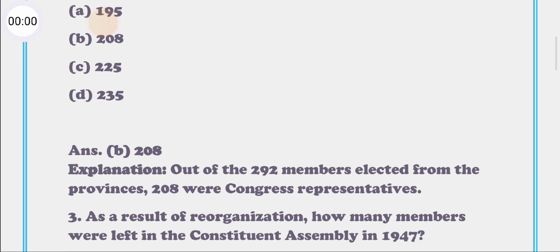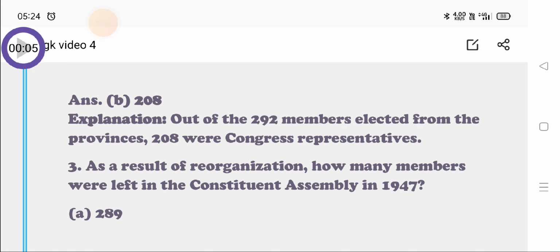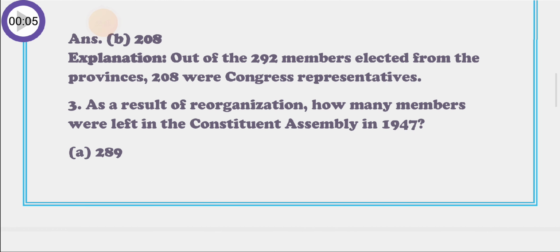So the answer is B. 208. Out of the 292 members elected from the provinces, 208 were Congress representatives. As a result of reorganization, how many members were left in the Constituent Assembly in 1947?